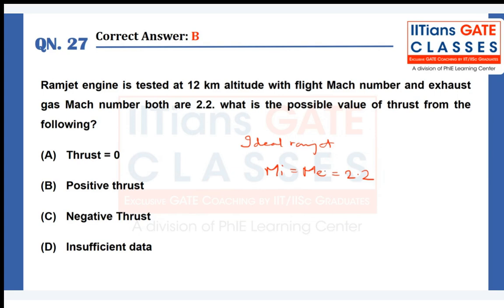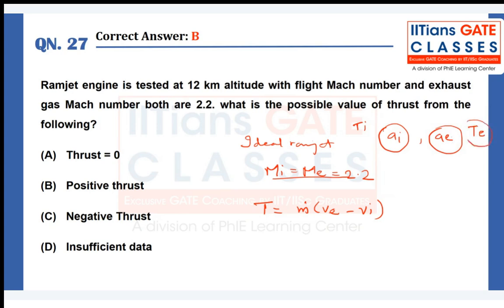So, although the Mach numbers are same, the thrust is basically m dot times VE minus VI. Although the Mach numbers are same, the speeds of sound AI and AE are different, because here the ambient temperature TI is present while computing the speed of sound. Here the exhaust temperature TE is present, and we know that the temperature at which the exhaust gases come out is quite high, much more than the ambient temperature.